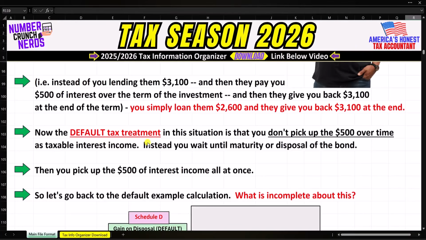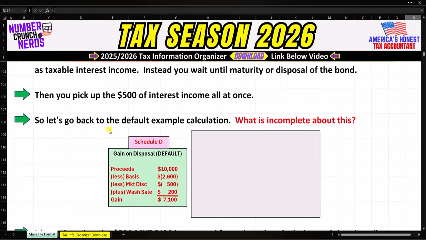Now, the default tax treatment in that situation, in other words, buying a bond at a discount, is that you don't pick up the $500 in this example over time as taxable interest income. Instead, you wait until maturity or disposal of the bond, and then you pick up the full $500 of interest income all at once at the end. So let's go back to the default example calculation. What is incomplete about this calculation that we did right here?